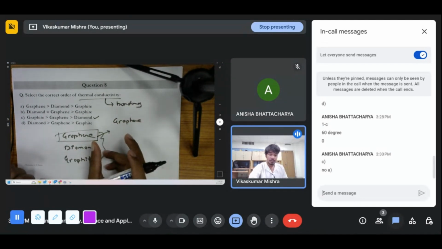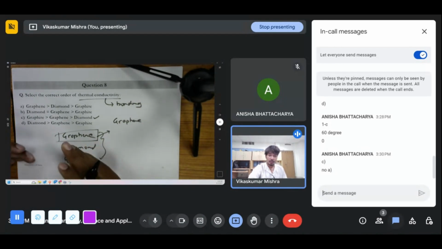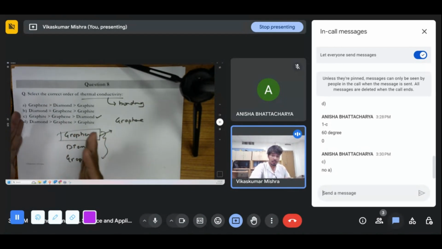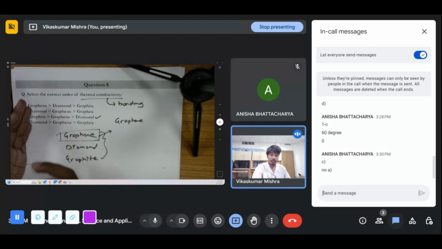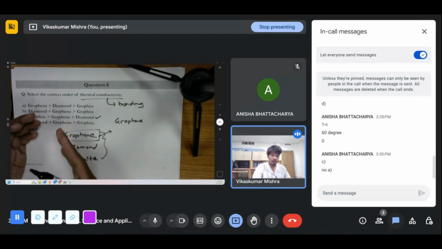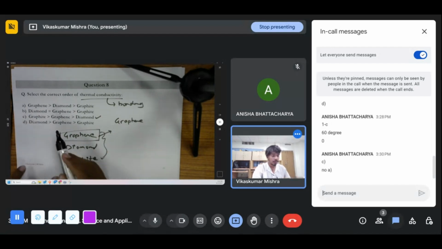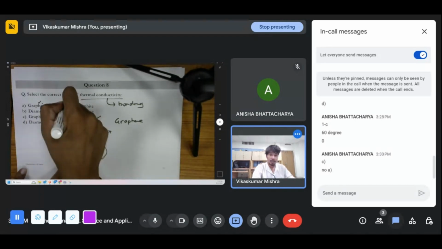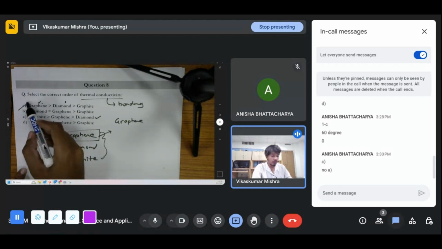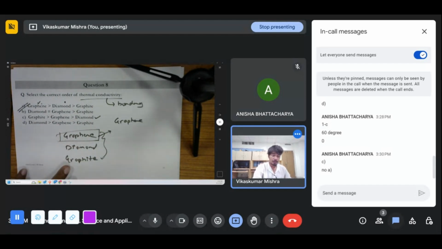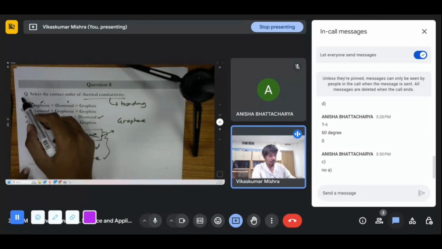Smaller the bond, easier it is for the bonds to transfer the energy because the distance is less. The thermal vibration which will be generated by the heating of the sample will be transferred toward the next adjacent atom quite easily due to the lesser bond length. And we know the bond of graphene is smaller than diamond. So with that, option A is the right answer. So we have solved this question number 8.